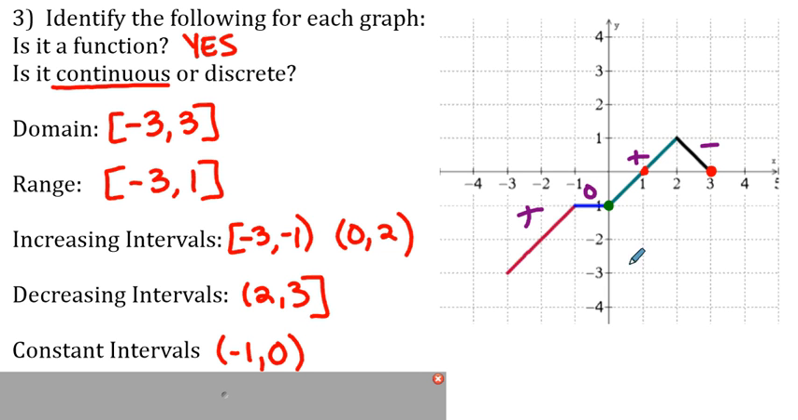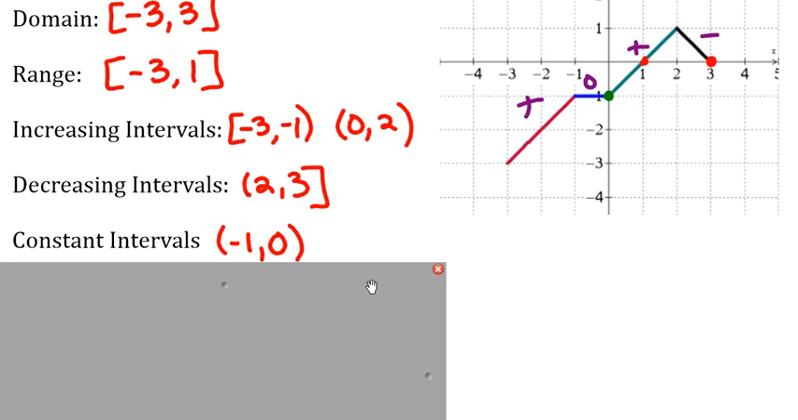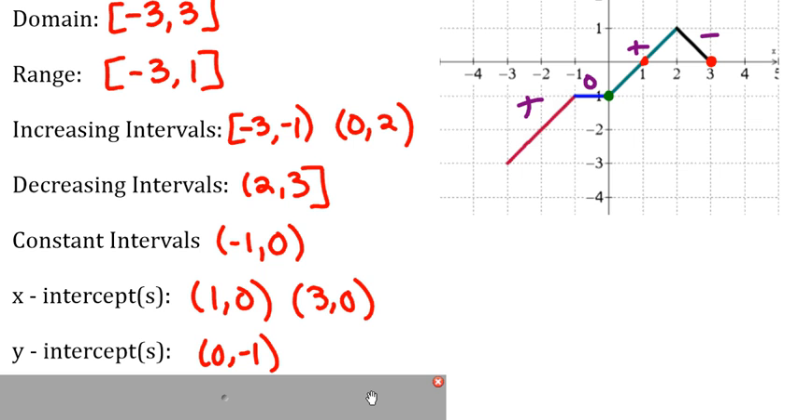X-intercepts are happening at grid points 1, 0, and 3, 0. Y-intercept, again, happening at grid point at 0, -1.